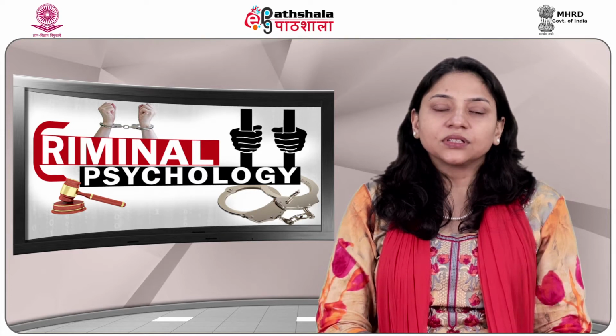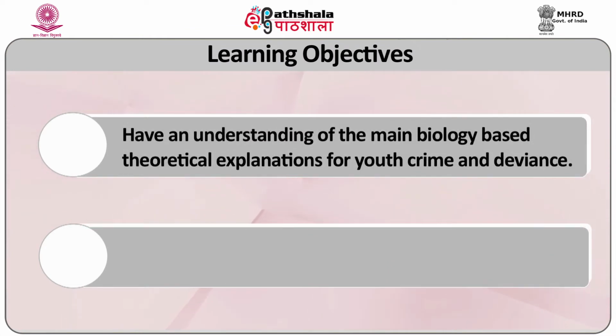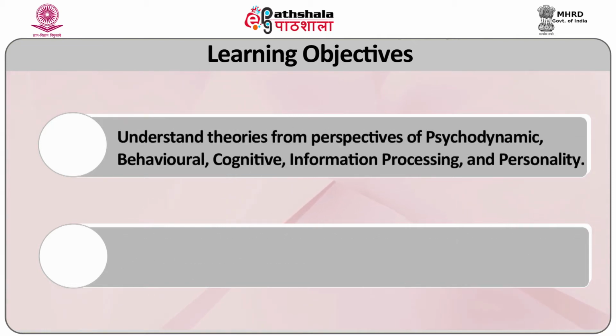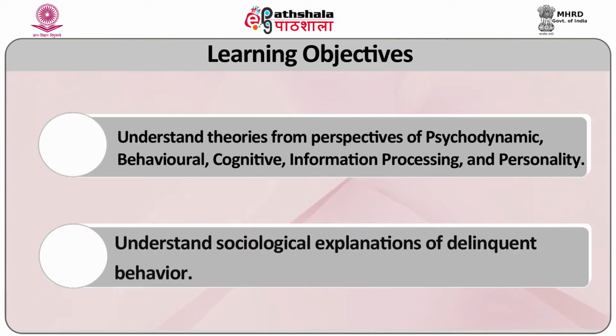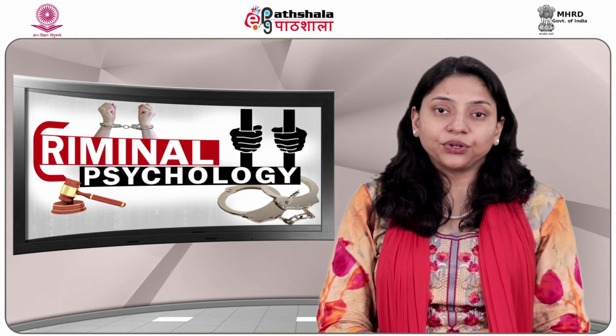The learning outcomes are having an understanding of the main biology-based theoretical explanation for youth crime and deviance, understanding psychological explanation of development of delinquent behavior, understanding theories from perspectives of psychodynamic, behavioral, cognitive, information processing and personality, and understanding sociological explanation of delinquent behavior. Now, we will see one by one about these theories.